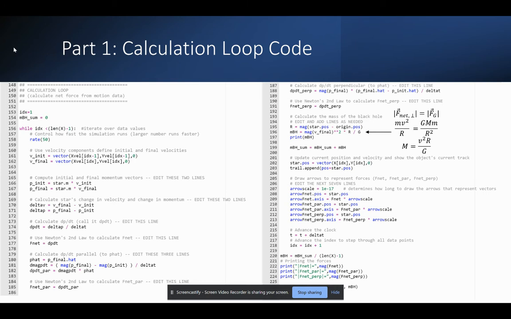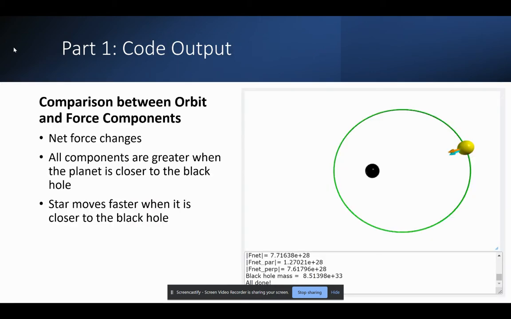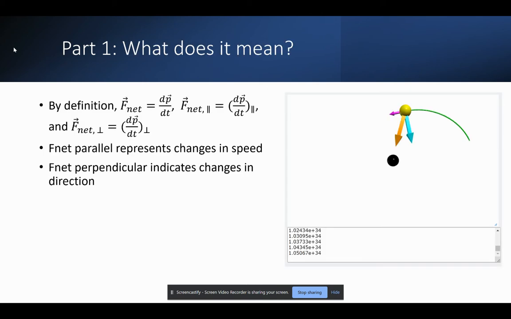Since the mass of the black hole would vary depending on where the planet was in its elliptical orbit, I summed all the black hole masses from each iteration and then divided by the number of iterations outside the loop. With this approach, the program found the black hole's mass to be approximately 8.51 times 10 to the 33 kilograms. It is also important to note that the net force on the star changes throughout its orbit, with both its net force and speed being greatest when it is closest to the black hole.